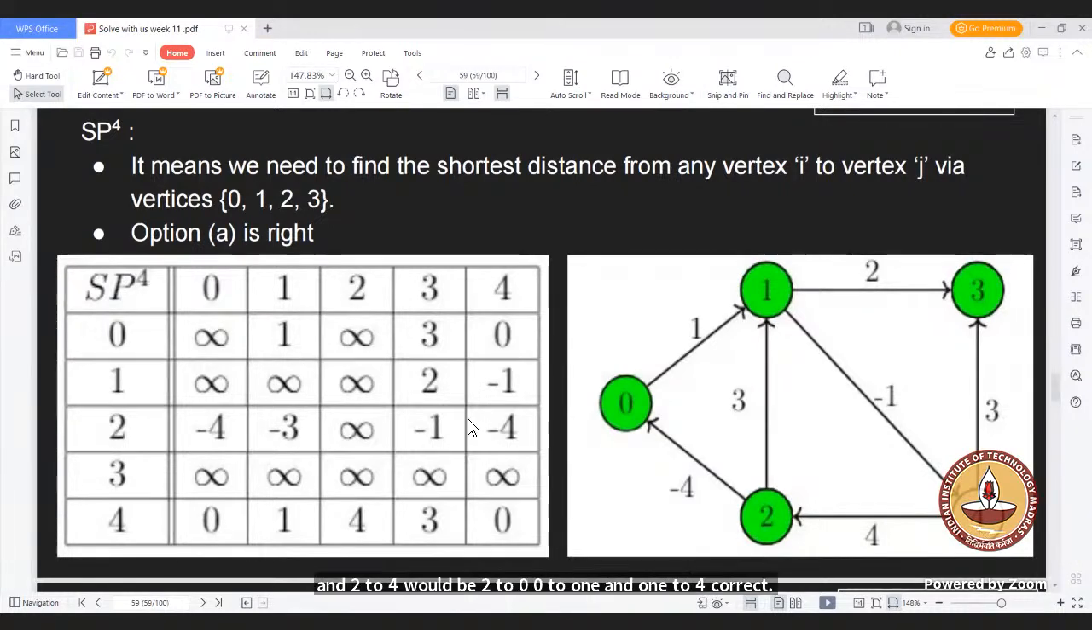Yes, sir. Yeah, it will be -4. So from 3 we can't go anywhere. There are no outgoing edges. So this will again be minus infinity only.